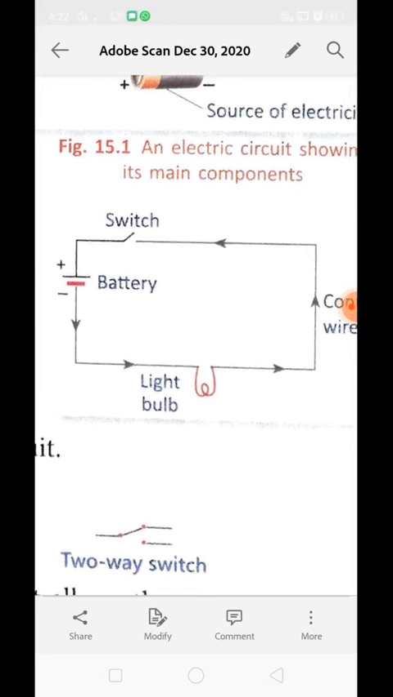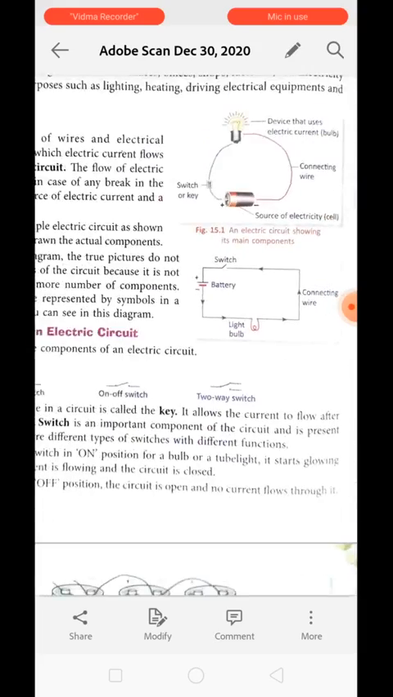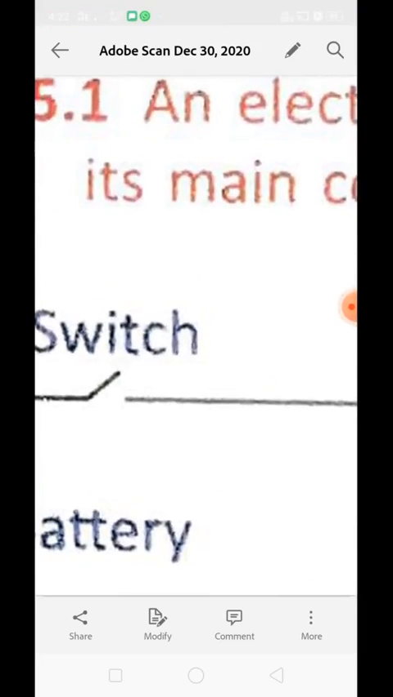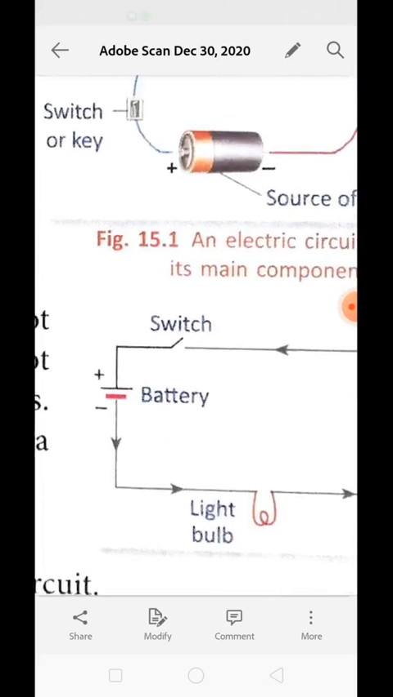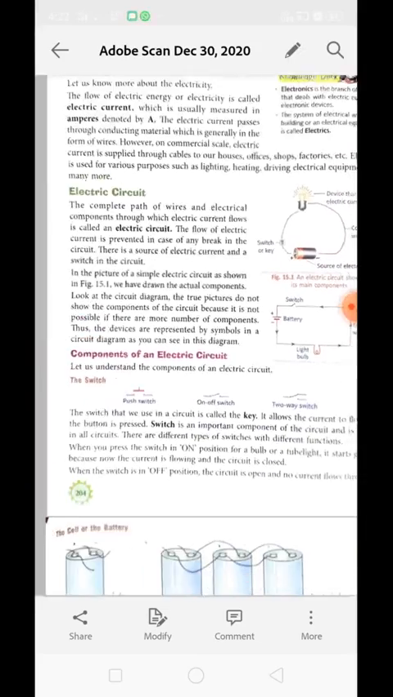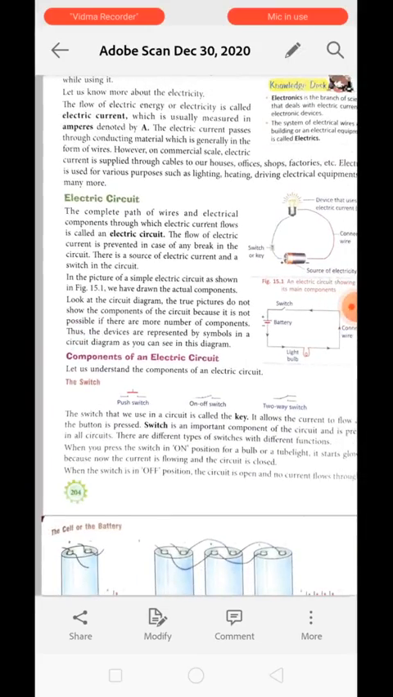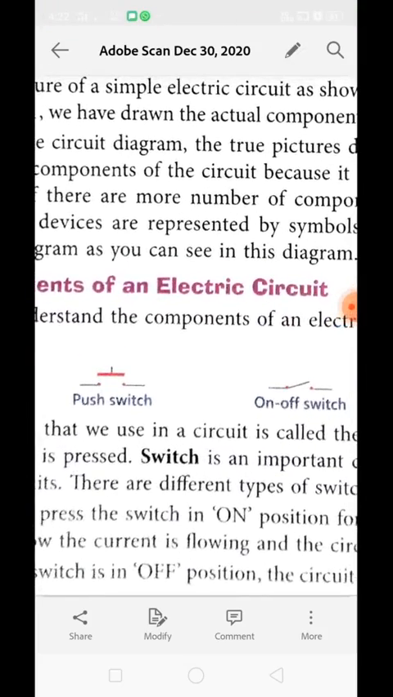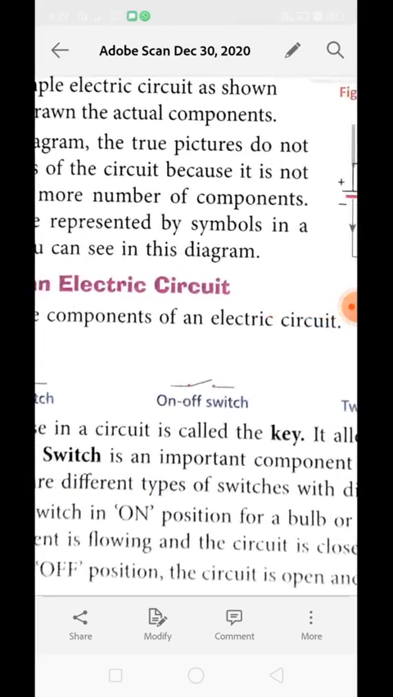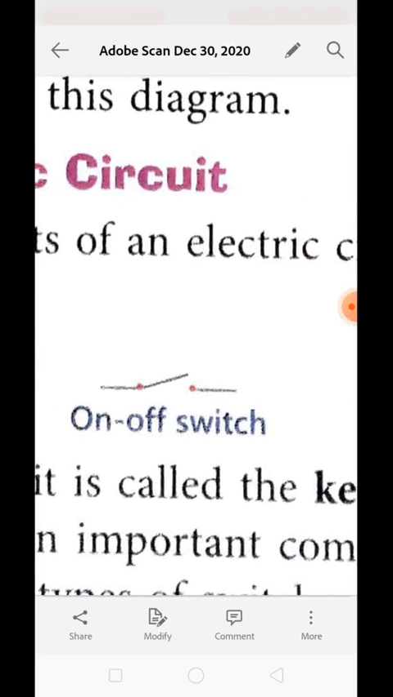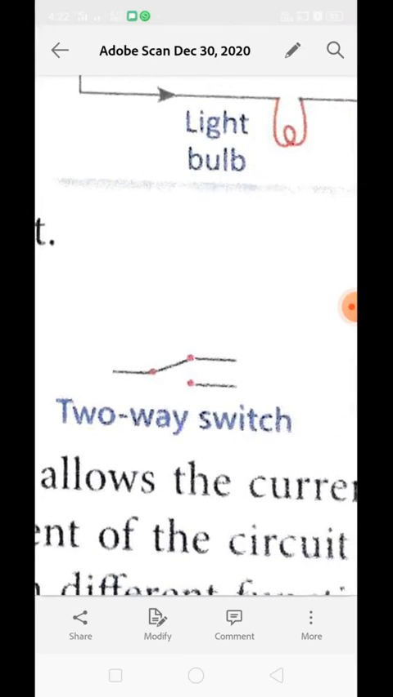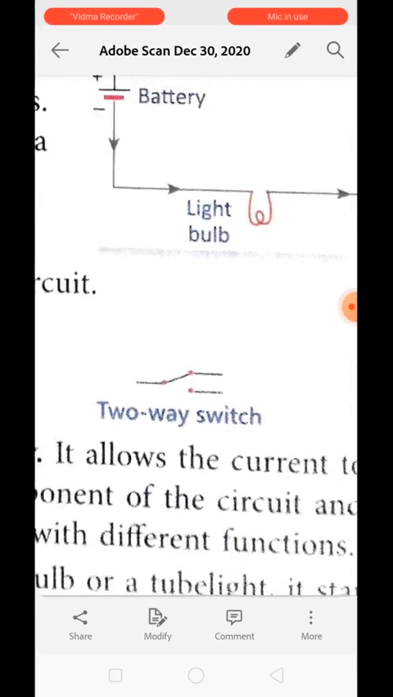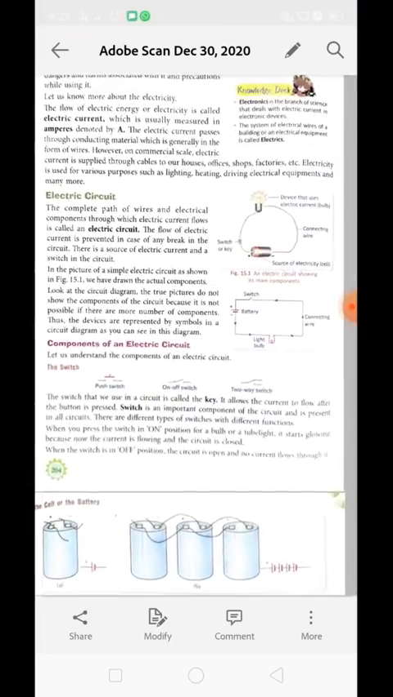Now let's talk about the components of an electric circuit. So the first one we are dealing with is the switch. This is the switch. Now let's discuss switches. Switches as shown over here, this is a push switch, meaning whenever we push, the circuit will get complete. On and off switch means we have to switch it on, switch it off. And this is a two-way switch, which is present basically in torches.